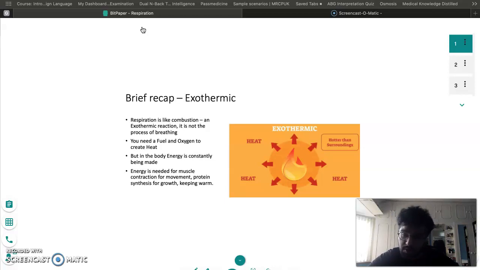Perfect. So just to quickly summarize, we've said that respiration is an exothermic reaction. It uses reactants. It releases heat, so the temperature will increase, okay? So does that make sense so far? Could you repeat to me what I've said? Excellent, okay. And why do you think we need energy?